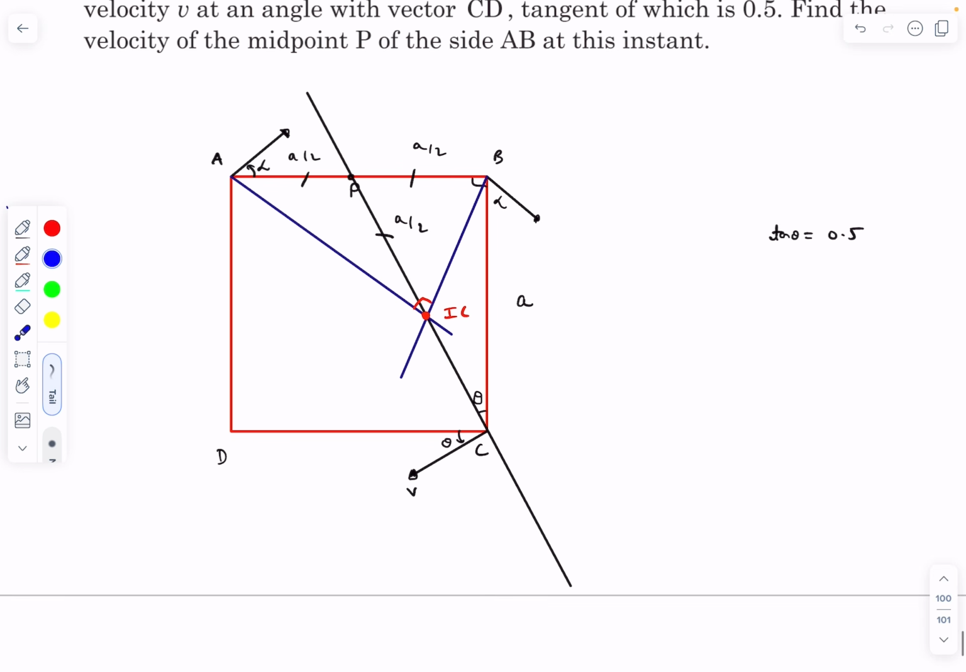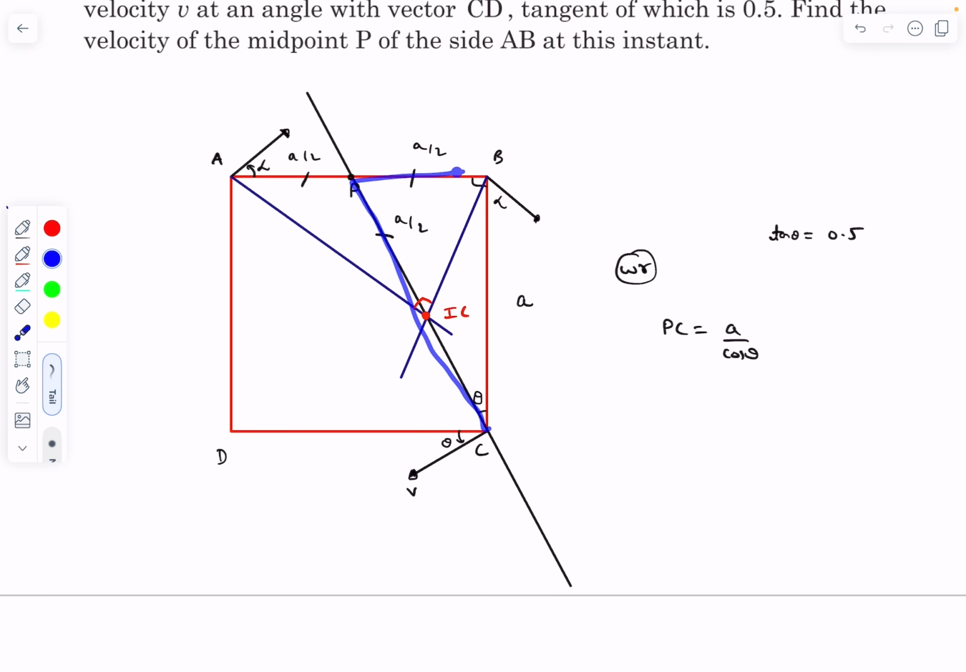So now we know that once we know the IC, all we have to do is omega into R, where obviously R is the perpendicular distance to the point from the IC, right? The only information about the velocity given to us is the velocity of point C. So now the distance PC, we can figure it out. It will be A upon cos theta. How did I write this?